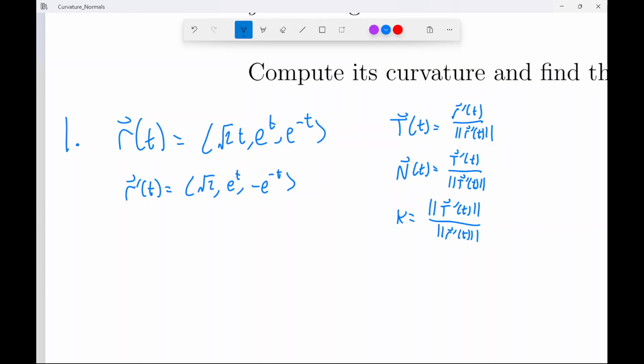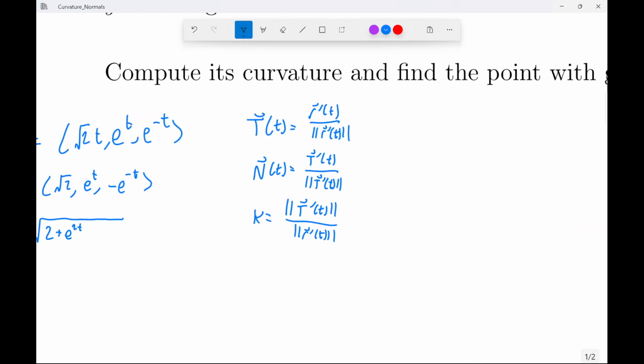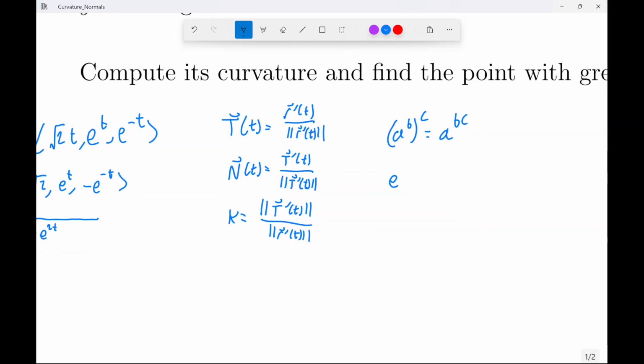First, to get T of t, I need to find the length of r prime of t. So that is going to equal the square root of this thing squared, which is 2, plus this thing squared, which is e to the 2t. Remember, a to the b to the c is equal to a to the bc. And so here a is e, b is t, and c is 2.